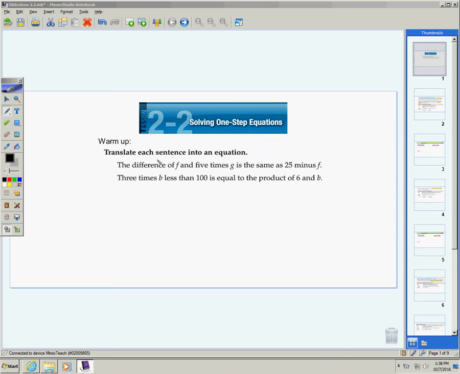So hopefully you've tried both of these. First one, the difference of f and 5 times g is the same as 25 minus f. Is the same as, there's my equals sign, that's my big hint. And now, the difference of f and 5 times g, sorry, I said 5. The difference of f and 5 times g is the same as 25 minus f.